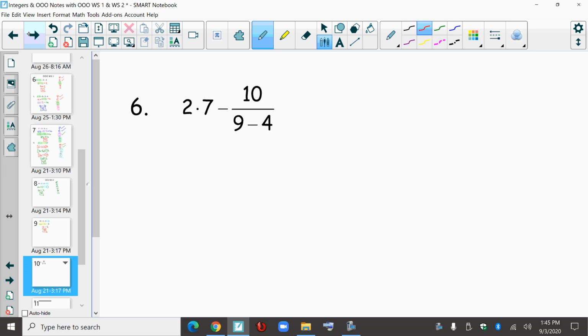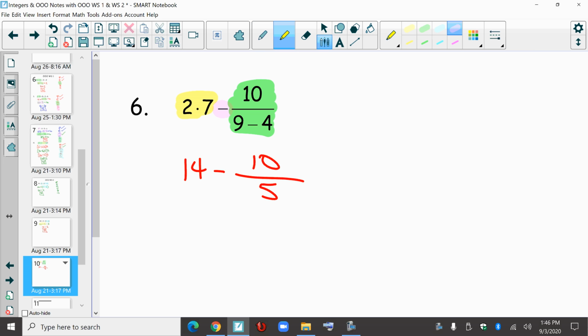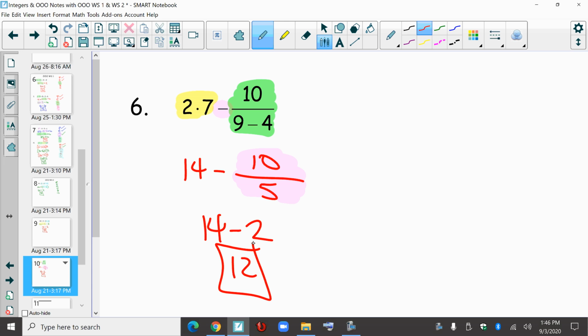Next, this one's a little bit different. Okay. This is kind of like doing two problems. Here's one problem. Here's the second problem. And then we have the third problem that is in there, those two numbers attached by subtraction. So the very first thing we're going to do is we're going to take the yellow problem, and we're going to take 2 times 7, which is 14. Then I'm going to drop down the 10, and then I'm going to do the denominator of the 9 minus 4, which is going to be 5. Then I'm going to keep doing the 10 divided by 5. The 10 divided by 5 is 2. And then 14 minus 2 is 12. And that problem is done.